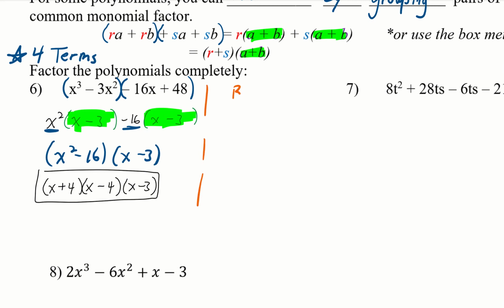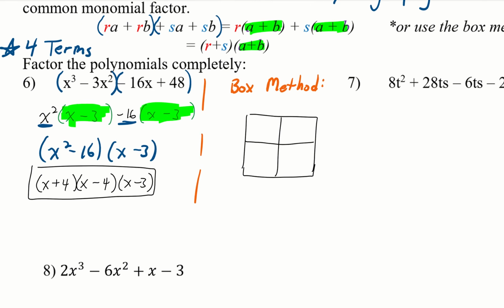So the box method can be a useful tool when you have 4 terms. And the way that it works is you start with a 2x2 box. We kind of did the box with some multiplication in the other notes. But if you start with the 2x2 box, instead of the terms going on the outside, now they're going to go inside. So the first term always goes in the upper left, and you basically fill it left to right, top to bottom. So it's x cubed, negative 3x squared. The negative 16x goes here, and the 48 goes here.